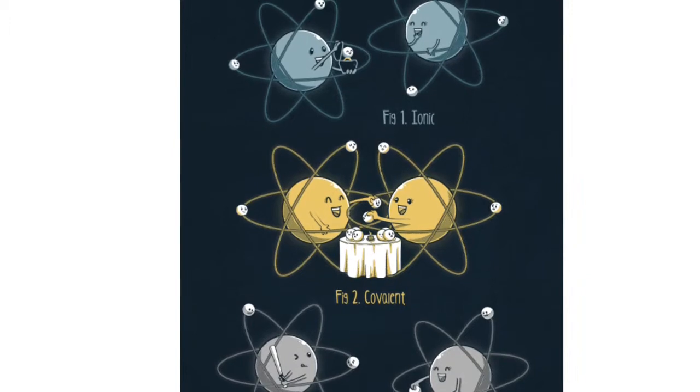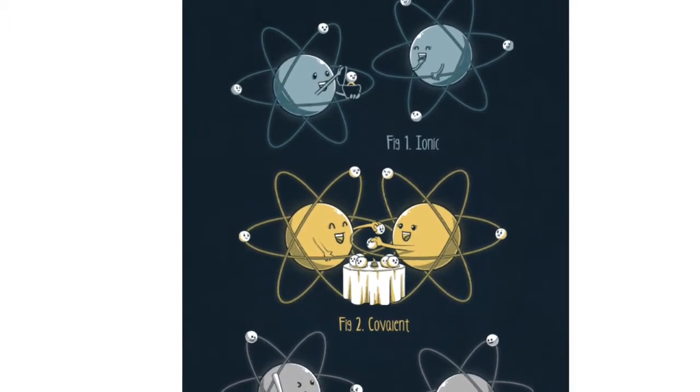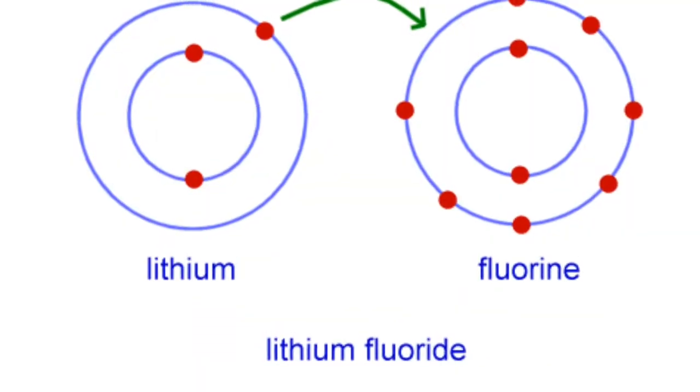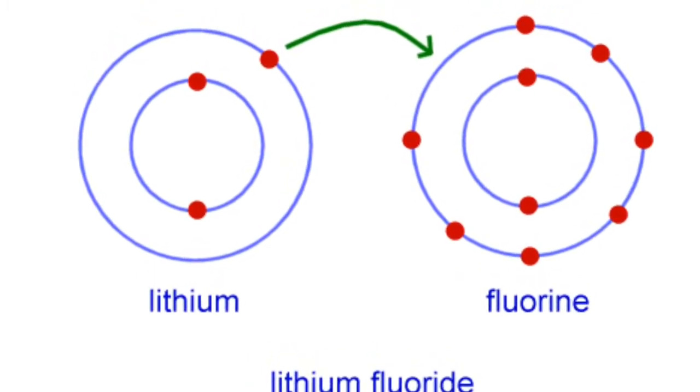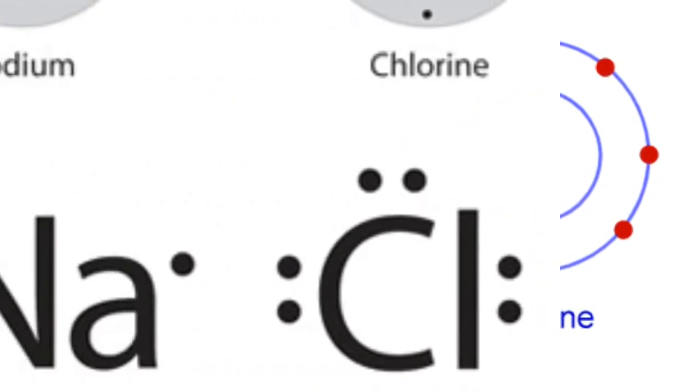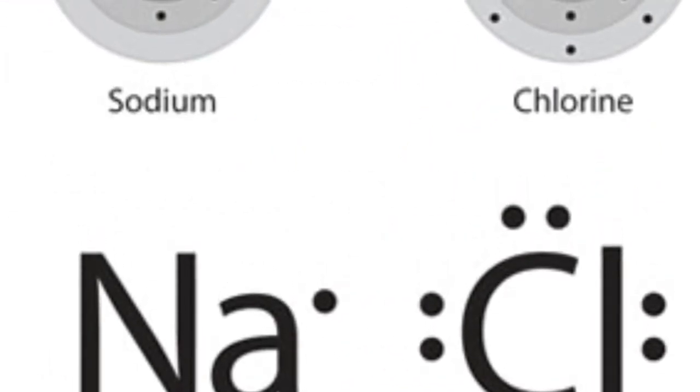There are three types of bonds: ionic, covalent, and metallic. First, let's talk about ionic bonds. Ionic bonds are formed when electrons are transferred from one atom to another. Ionic bonds involve a metal and a nonmetal.